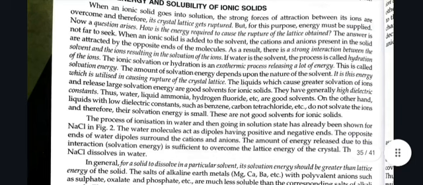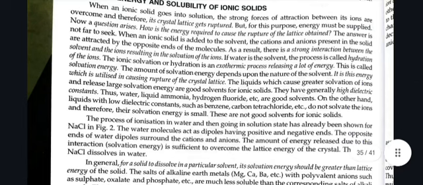The process of ionization in water and then going into solution state has already been shown for NaCl in figure 2. The water molecules act as dipoles having positive and negative ends. The opposite ends of the water dipole surround the cations and anions. The amount of energy released due to this interaction is sufficient to overcome the lattice energy of the crystal. Therefore, NaCl dissolves in water. In general, for a solid to dissolve in a particular solvent, its solution energy should be greater than the lattice energy of the solid.